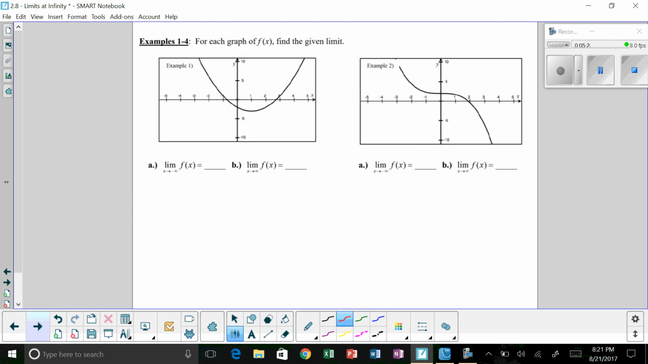Let's look at some graphical examples. These are problems that you could probably have solved in pre-calculus. We're just putting them in terms of limits. So for this first graph, it looks like a nice parabola.